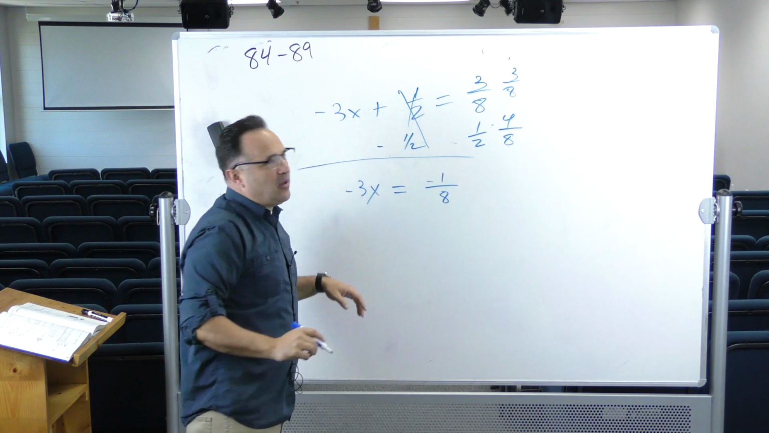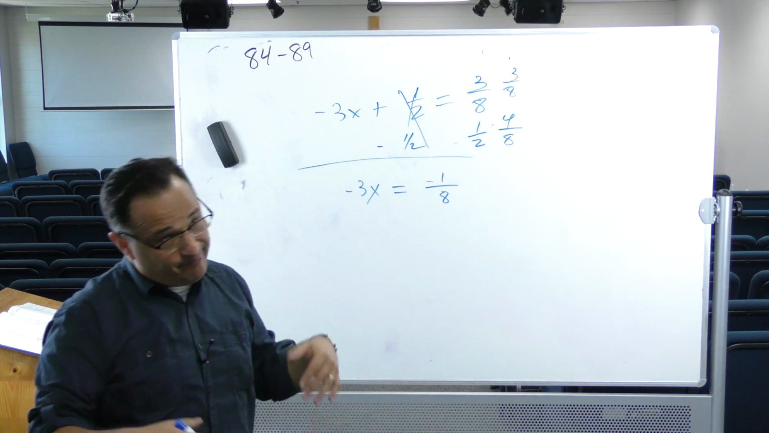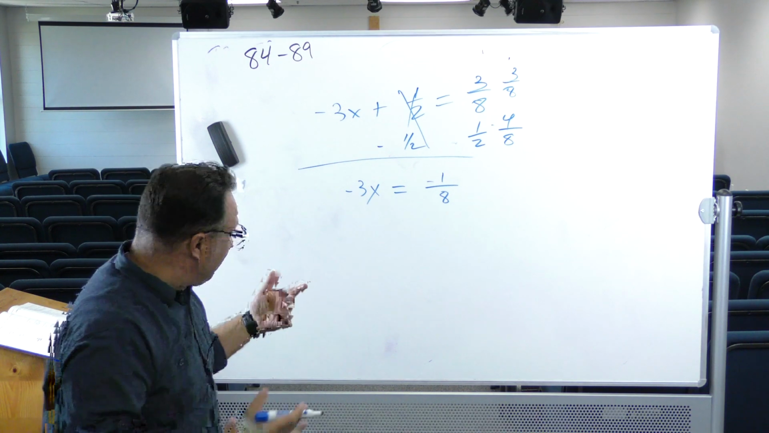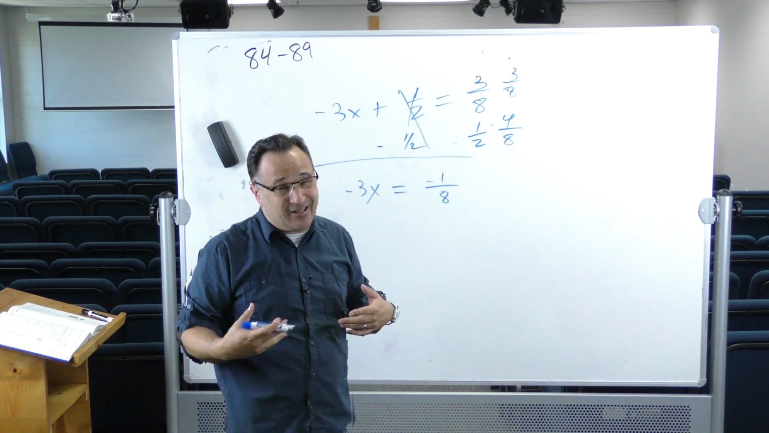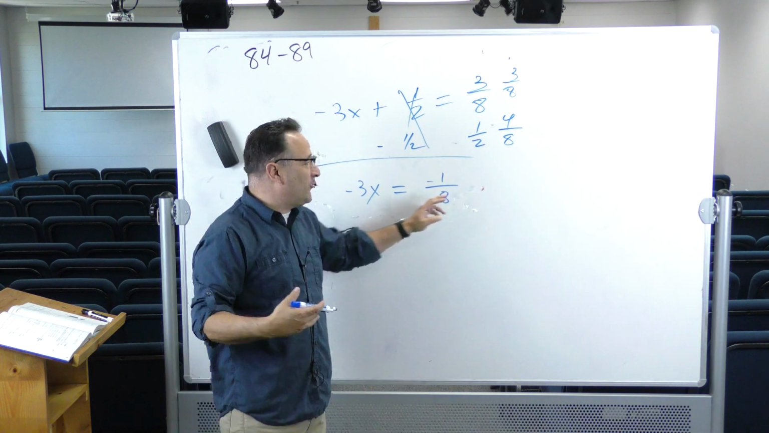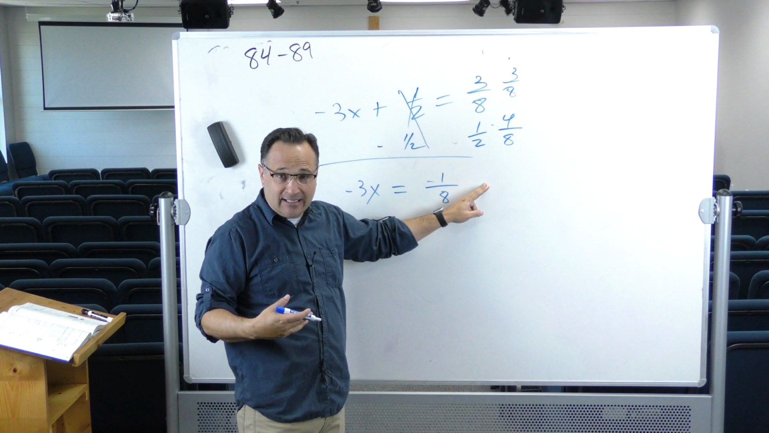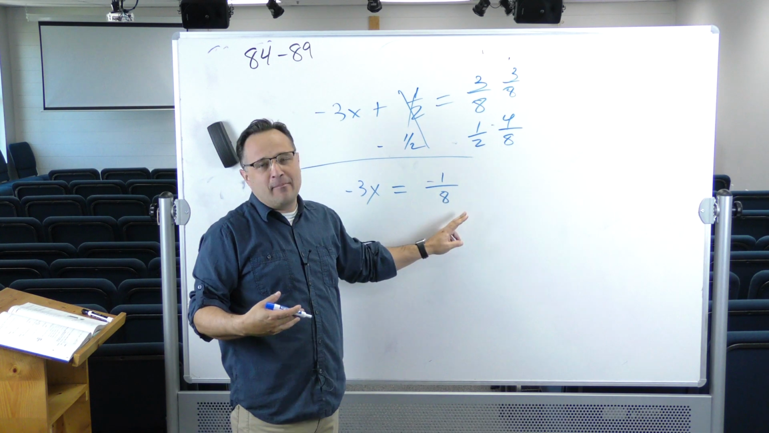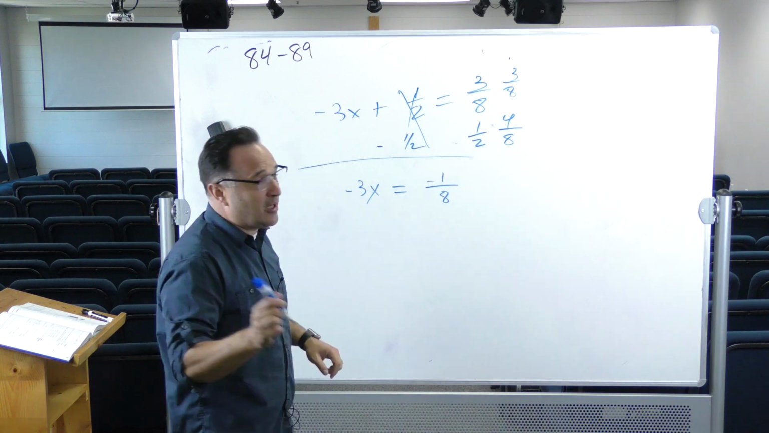Now there's something you can do, and maybe a little bit easier. You can actually multiply both sides by a positive 8 to get rid of the fraction. But they haven't taught you that yet. But if you know how to do that, I don't mind you doing that.